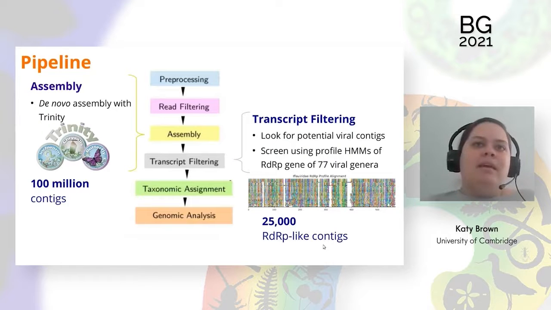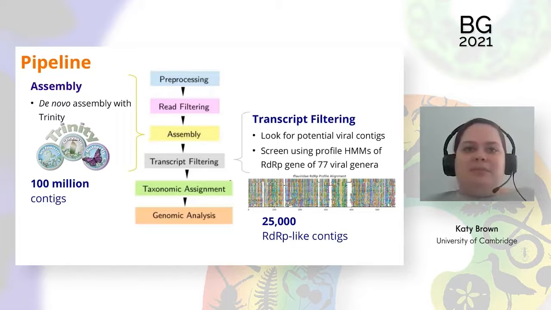source. I then de novo assemble the reads using Trinity, and this is by far the most computationally and time-intensive step to actually then assemble all of these reads into contigs. But after this, I end up with about 100 million contigs across the different species of different lengths, which are not necessarily viruses, but which have the potential to be derived from viruses.